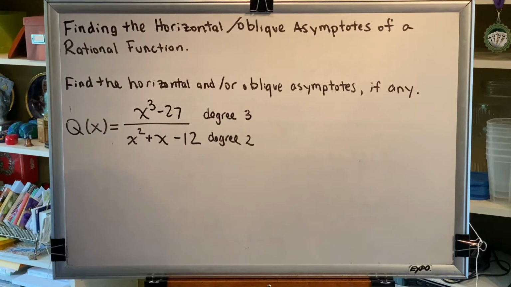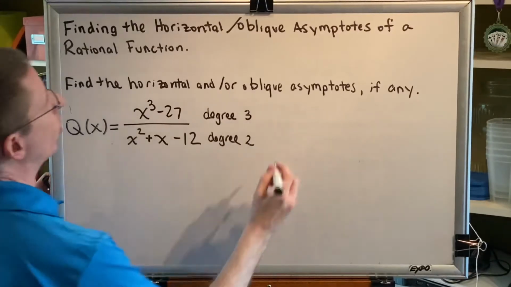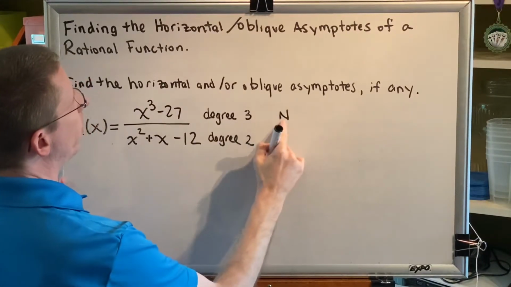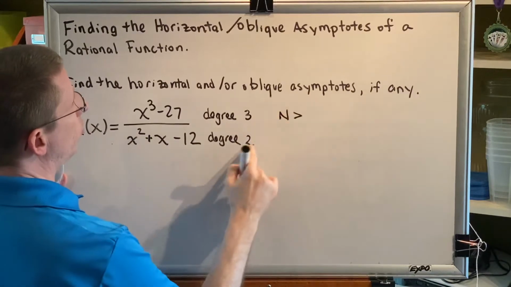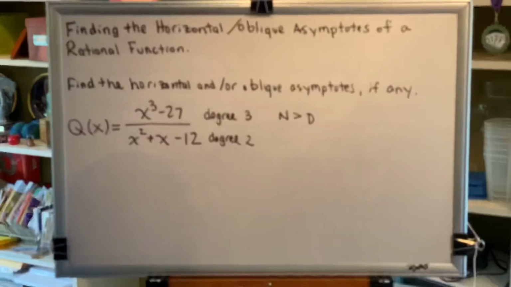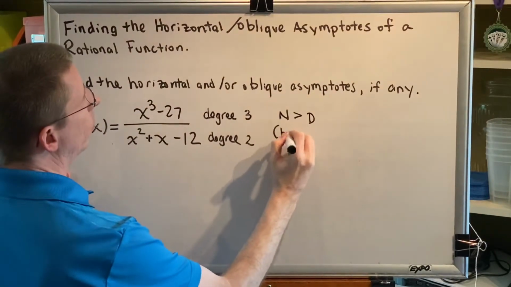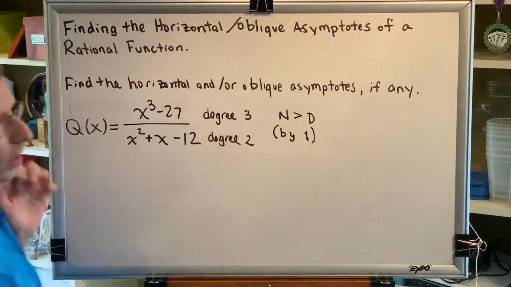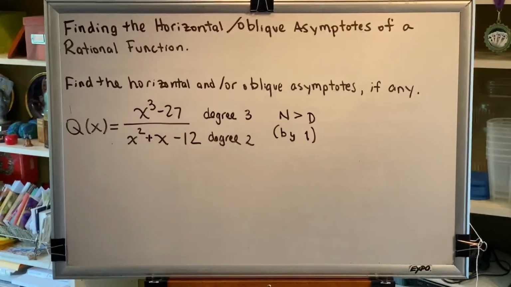Now compare the degrees of the numerator and denominator polynomials. We notice that our numerator degree of 3 is greater than our denominator degree of 2. But by how much is it greater? Well, it's 1 greater. This leads us to action C.